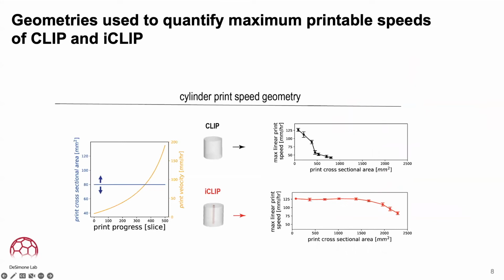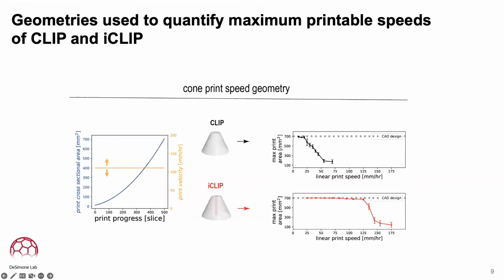Specifically, we consider two primitive geometries, a cylinder with a constant cross-sectional area. However, in this case, we can accelerate the rate at which we're printing this object. For the traditional process, the cross-sectional area of the cylinder at which failure occurs is very low, below 100 millimeters squared. With injection, however, we're able to push this maximum cross-sectional area significantly higher for a given print speed.